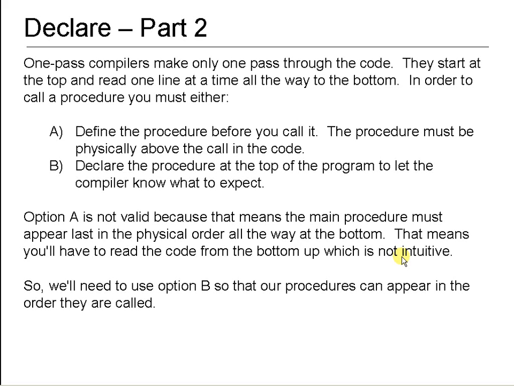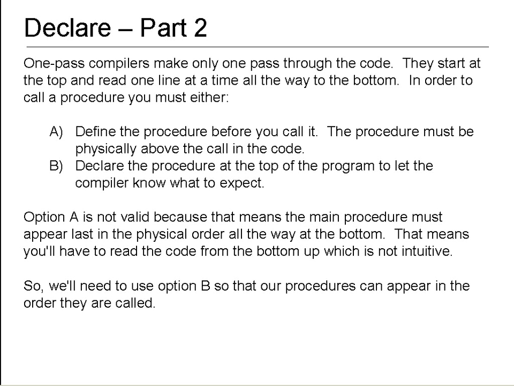Now, option A is not valid for us because that means the main procedure must appear last in the physical order, all the way at the bottom. That means you'll have to read the code from the bottom up, which is not intuitive. So we'll need to use option B so that our procedures can appear in the order that they are called. Yeah, I'm starting to like VB more already, don't you?